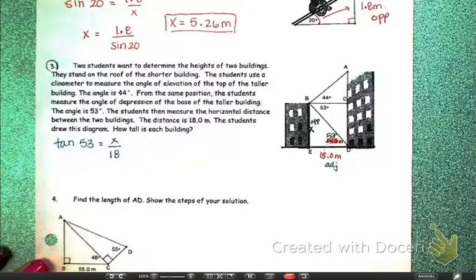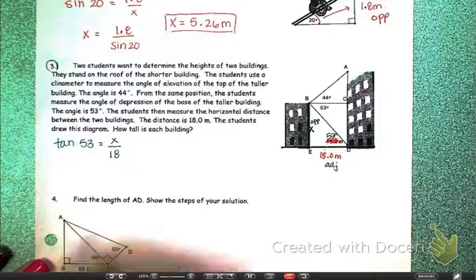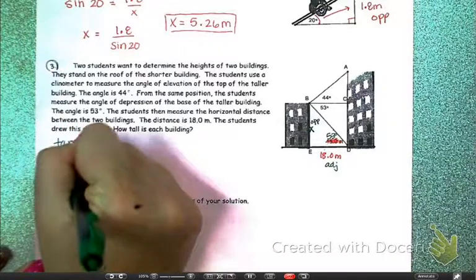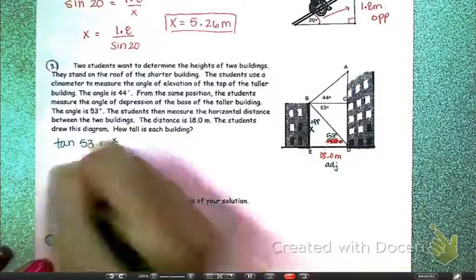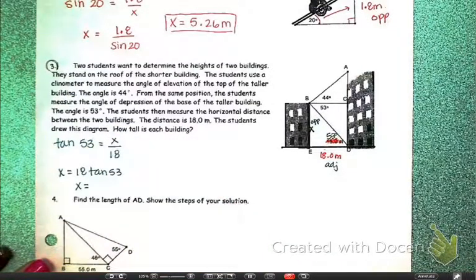What type of problem is this? It is multiplication. Your variable is on top. So x equals 18 times the tangent of 53. And because we're solving for a side length, we are going to round to the nearest hundredths. What do you get? Yes, Mackenzie.